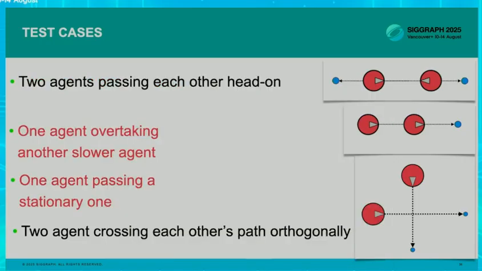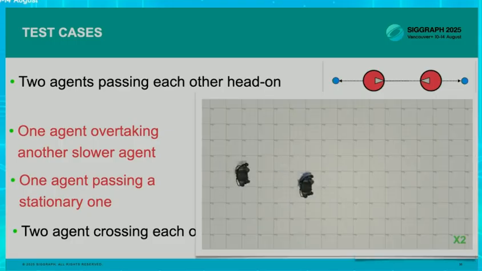These two tests are kind of similar. You have one slower agent and another faster agent trying to overtake it. And this is the sort of behavior you would want to see if you have a successful implementation of the algorithm.